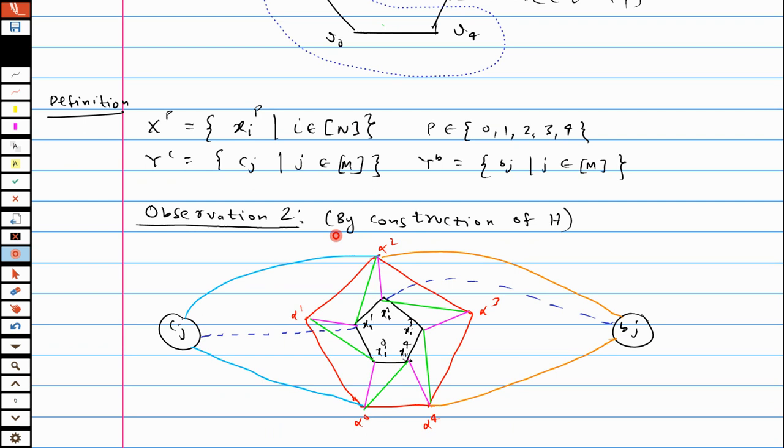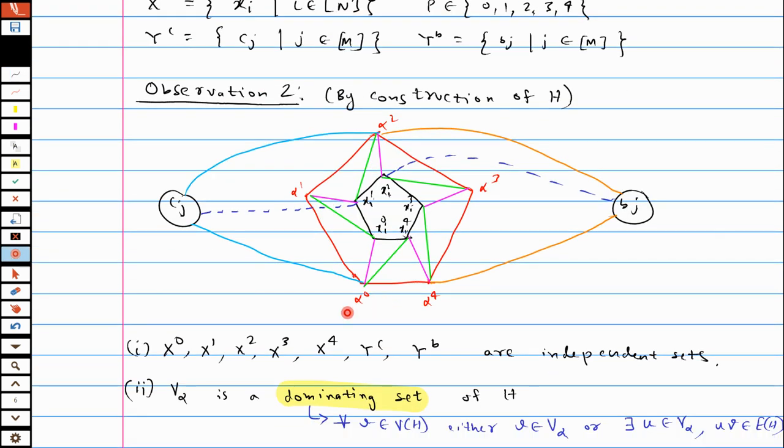So we group the vertices together. We create these sets X0, X1, X2, X3. So X0 denotes the zeroth copies of all the variables, X1 denotes the first copies of all those variables, and so on. YC denotes all these Cj copies, and YB denotes all these Bj copies. Okay? Now what we can see is that X0, X1, X2, X3 are independent sets because we didn't add any edge between two variables. And similarly, YC and YB are also independent sets.